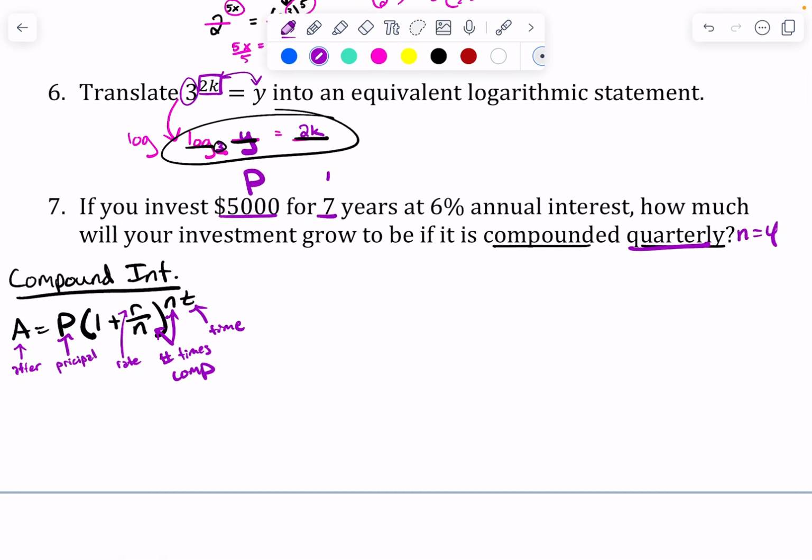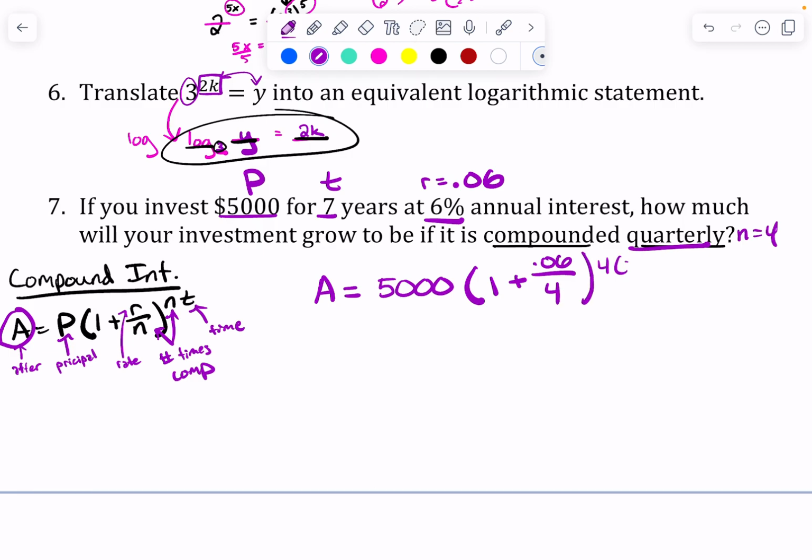For 7 years, that is T. At 6% annual interest, that is R, but be careful because they want you to put it in the equation as 0.06. How much will your investment grow to be? So we're just finding the after amount. That's easy. After equals 5,000 times (1 plus R, which is 0.06, divided by 4, which is N) to the 4 times 7 power.